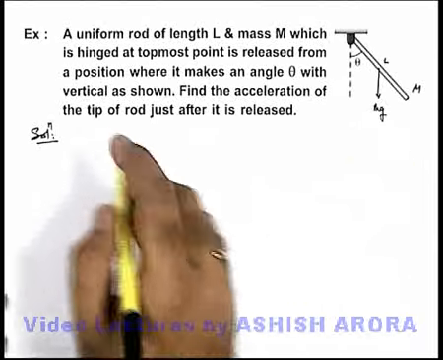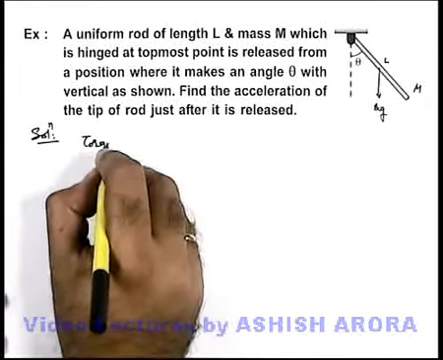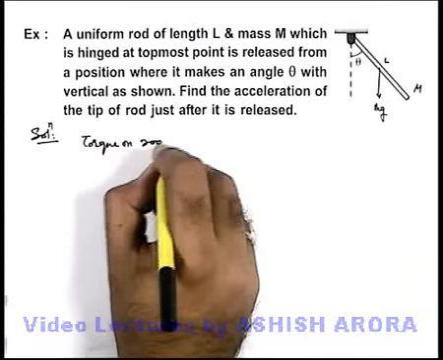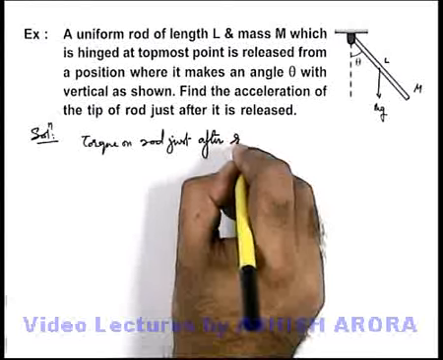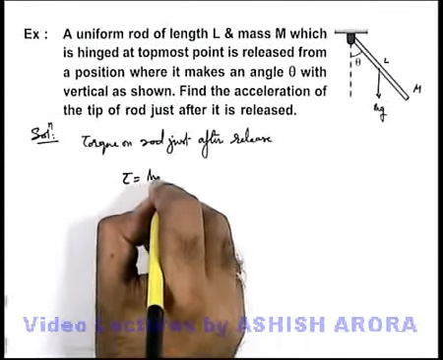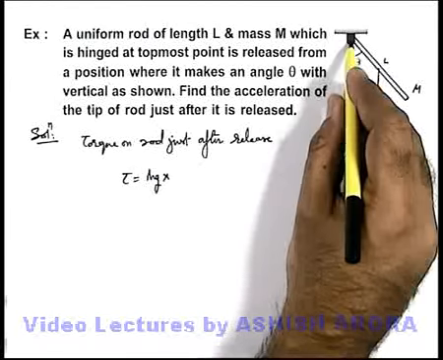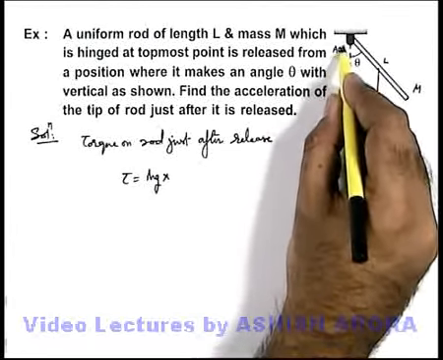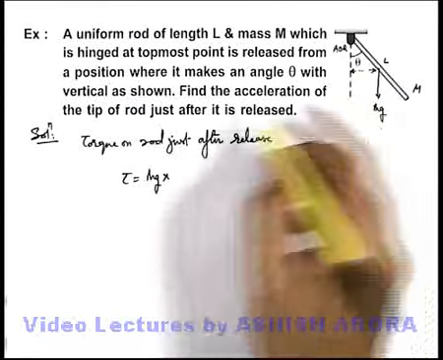So if we find the torque on the rod due to its weight just after release, we can write the torque as mg multiplied by the distance of mg from the axis of rotation. Here is the axis of rotation. This can be written as L by 2 sine theta.